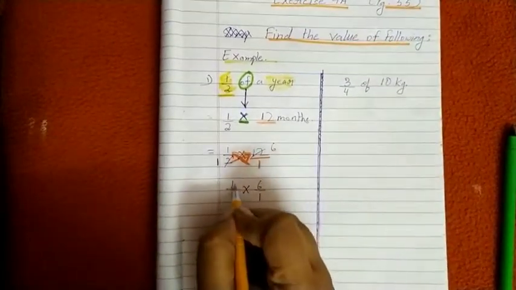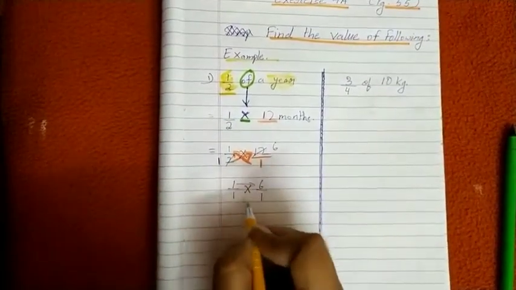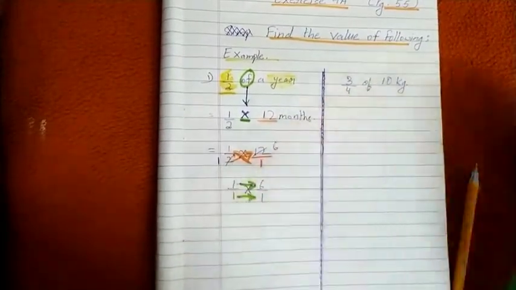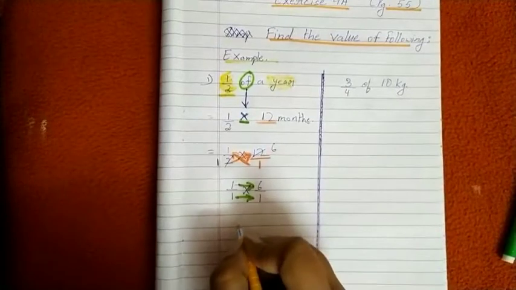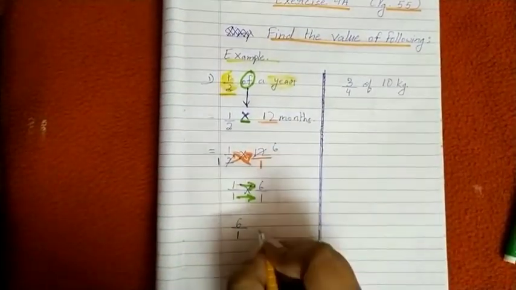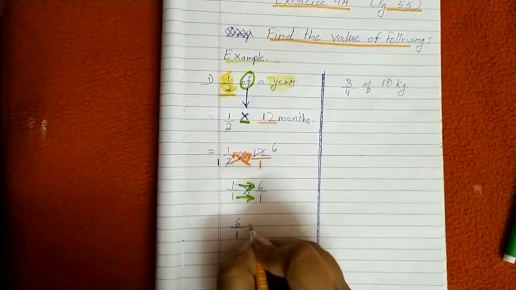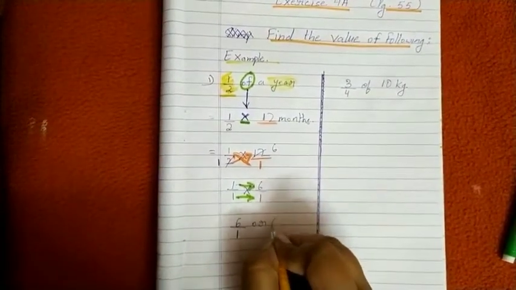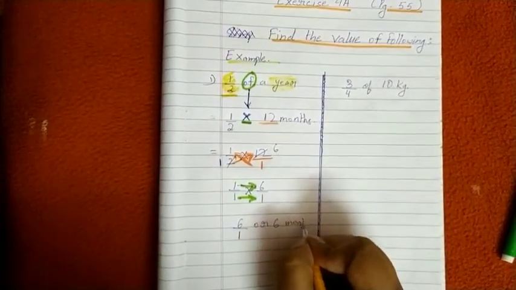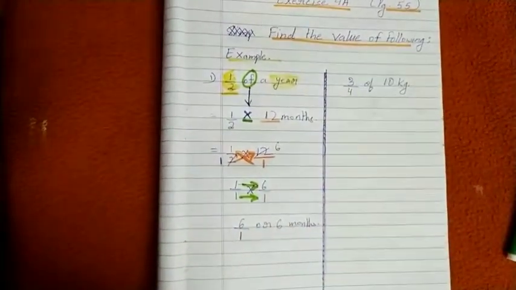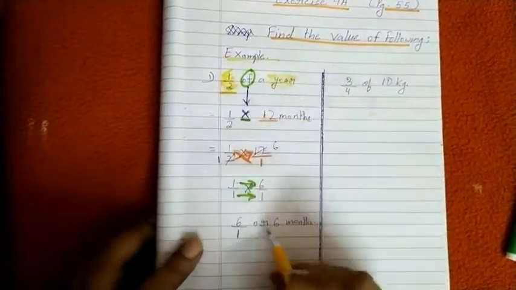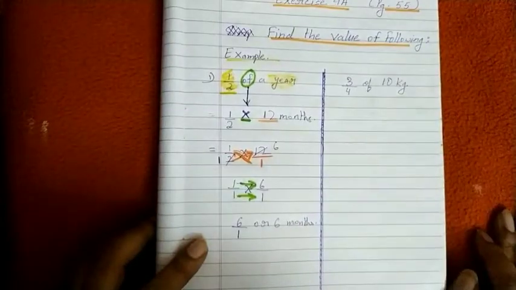Now multiply this. Numerator by numerator, denominator by denominator. So 6 ones are 6 and 1 ones are 1. Either you write 6 or you write 6/1. Both are the same. So 6 months. Is it clear, children? So 1/2 of a year means 6 months. This much is clear?